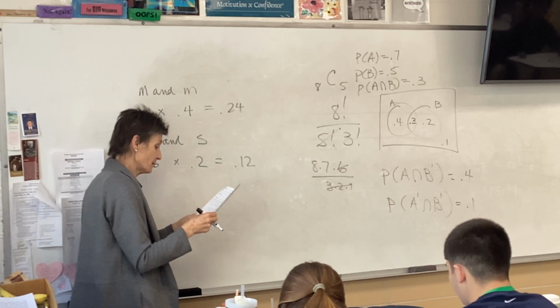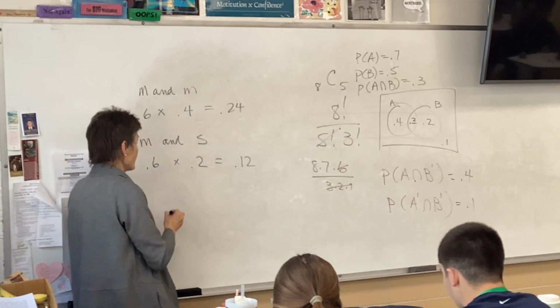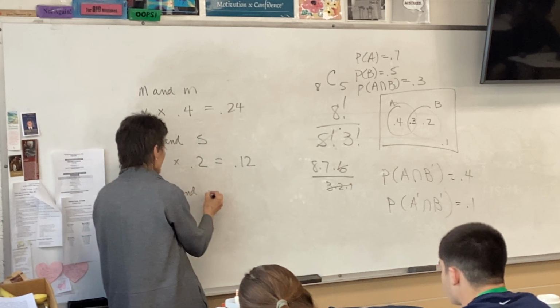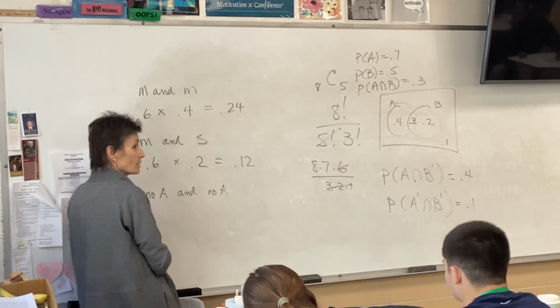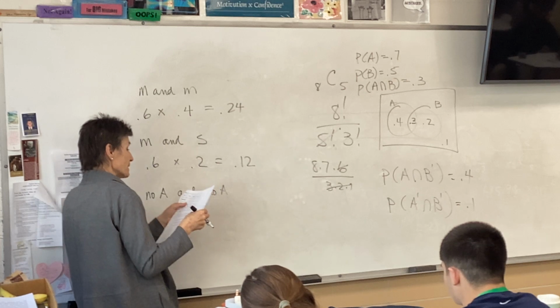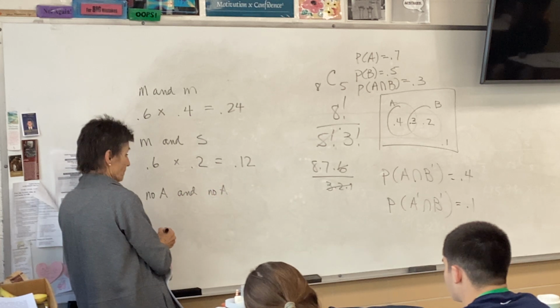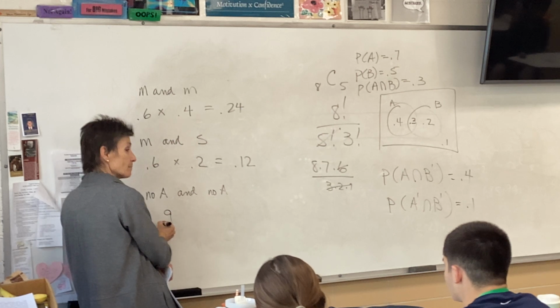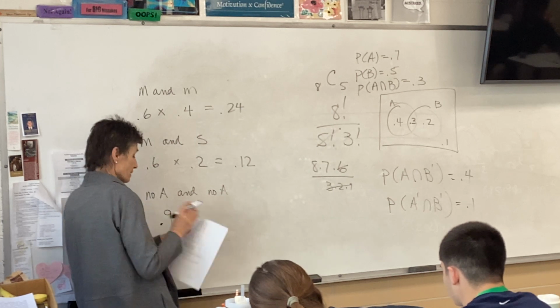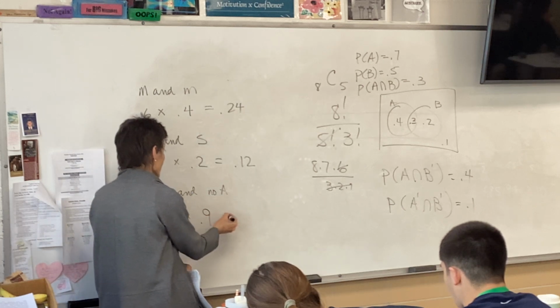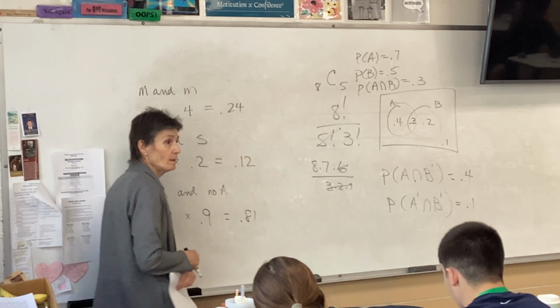What is the probability that neither likes art? So no art and no art. What's the probability in class 1 that we don't like art? 0.9. And class 2, 0.9, so 0.81.